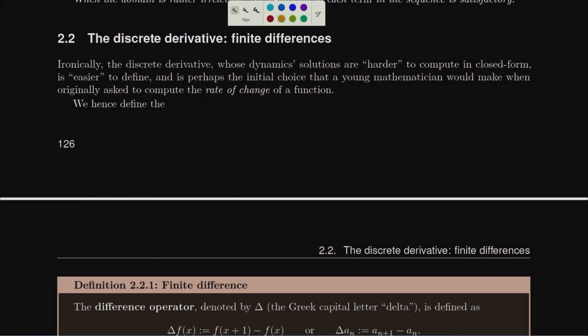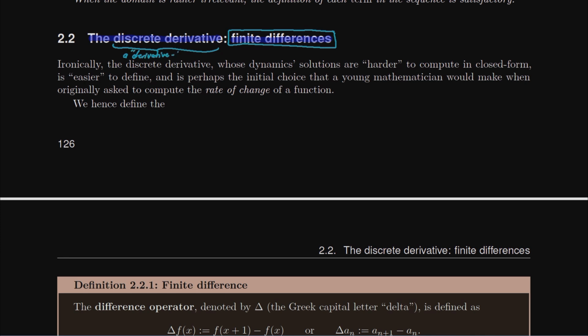So we're moving on to the next section, which I'm calling the discrete derivative, but it has a subtitle, finite differences. In the broader realm of mathematics, finite differences is what you'll hear, and we'll see what this is in a little bit, but it really should be thought of as a derivative for sequences, or rather a derivative-like object, maybe, for sequences.